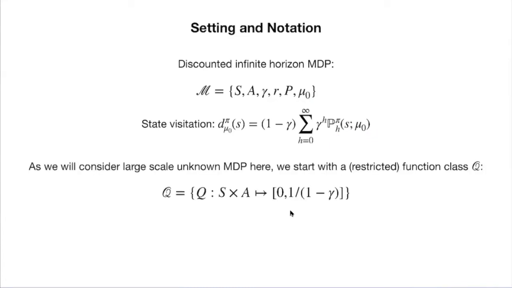All right, so for this algorithm, let's consider the following parameterization. We want to estimate Q values. Let's design a function approximator, a function class that contains many functions that map from a state-action pair to a scalar from 0 to 1 over 1 minus gamma. This might be a neural network that looks like this. The input is S and A.